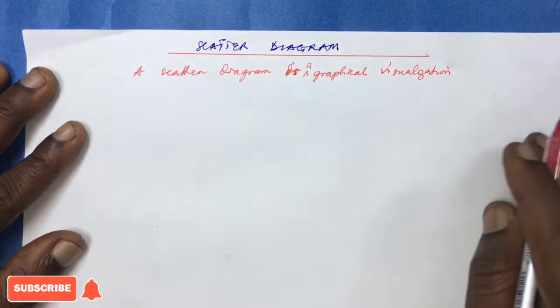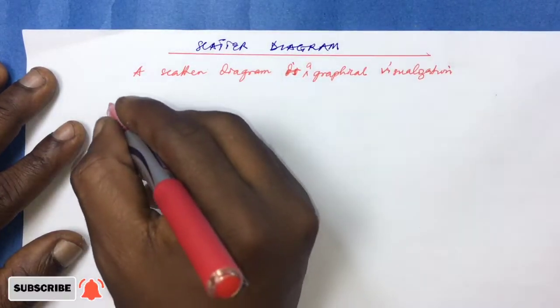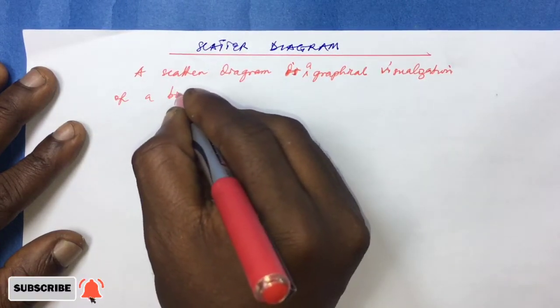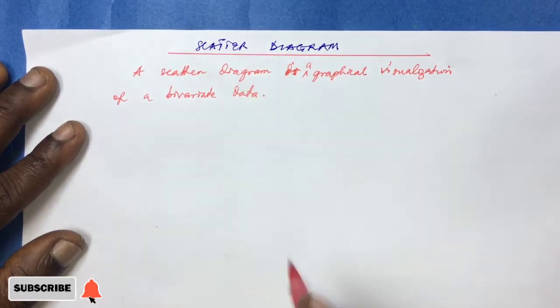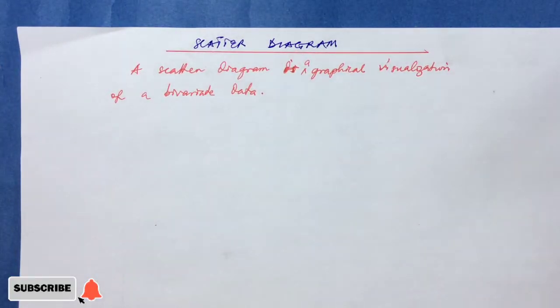So a scatter diagram is a graphical visualization of bivariate data. Now, why are we focusing on bivariate data? Our focus is on bivariate data simply because of what I'm going to explain now.